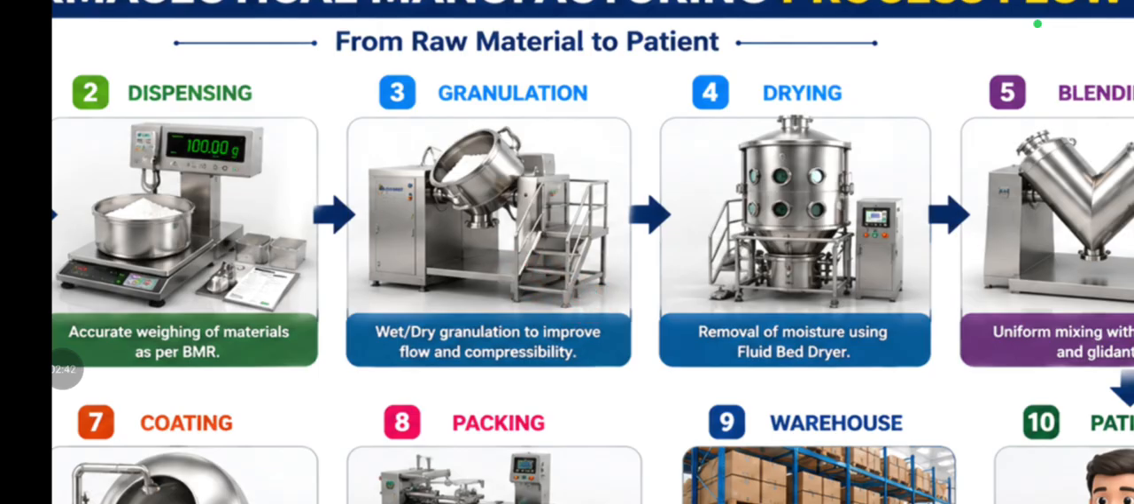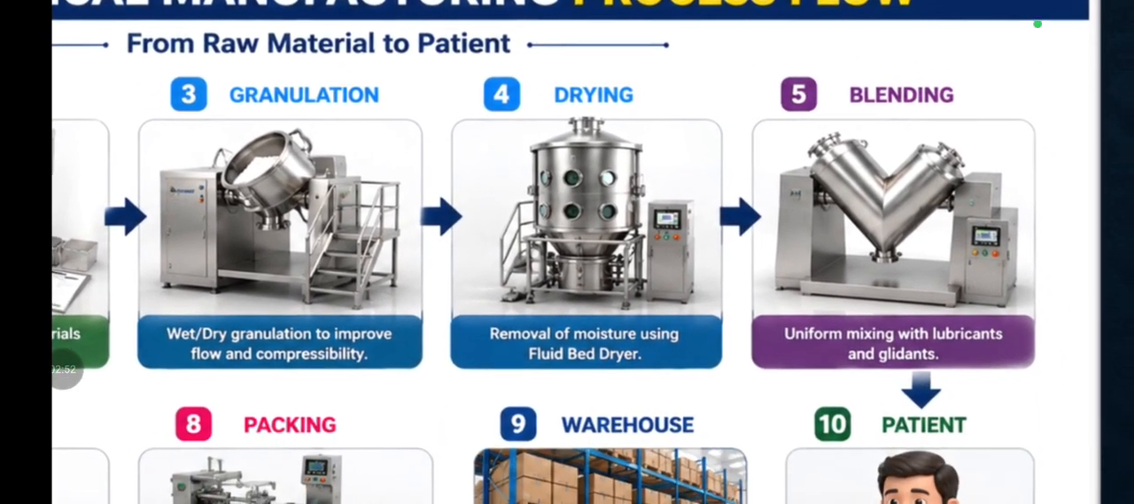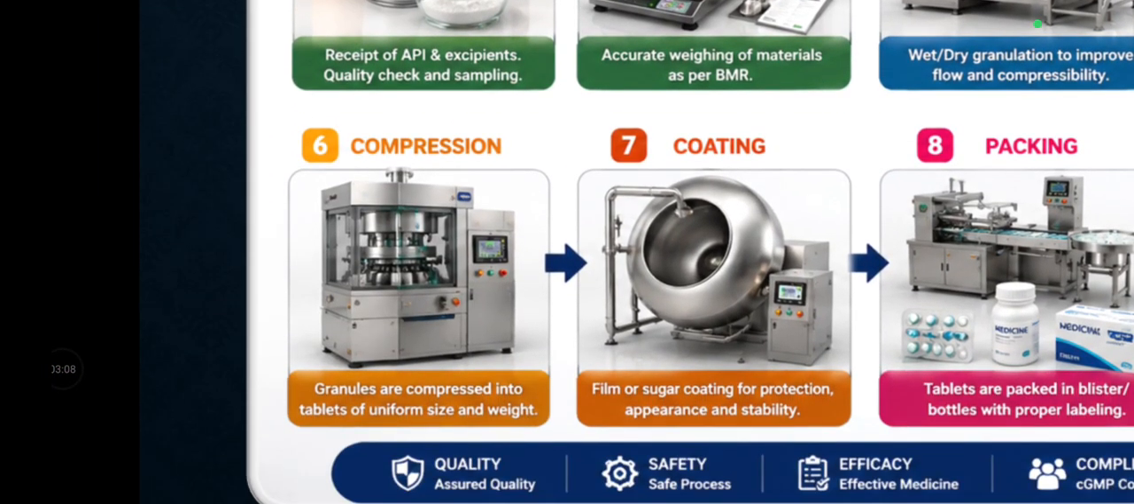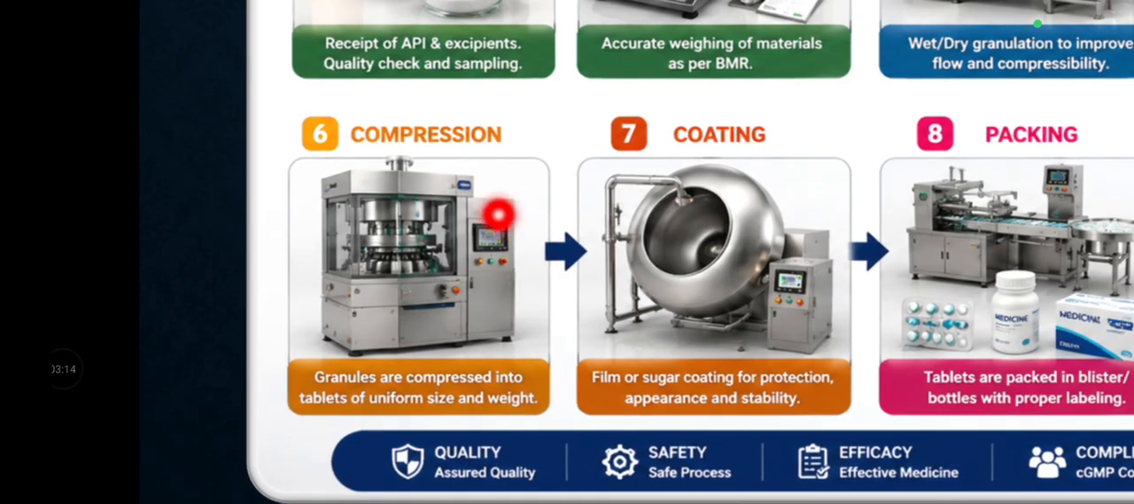So once the granulation is completed, the granules will go for drying, to remove the moisture from the granules. After drying, it will go towards blending. So we need to add lubricants to this material after drying, and it is blended. After blending is completed, it will go towards the compression department for compressing the tablet by using punches and dies of different sizes. Granules are compressed into tablets of uniform sizes and weights.